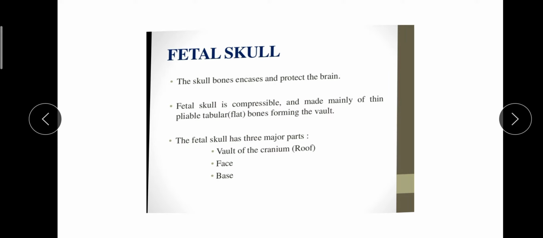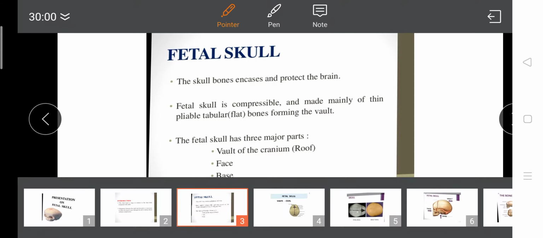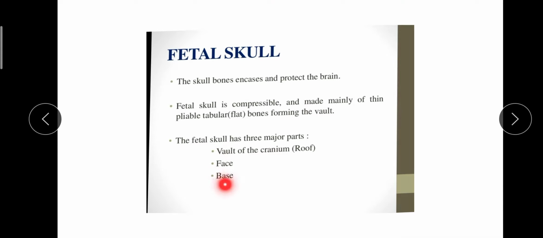The fetal skull is made up of bone which protects the brain. The fetal skull is compressible and made mainly of thin, pliable flat bone. The fetal skull has three major parts: the vault of the cranium, which is also called the roof, the face, and the base. These are the three major parts that we have in the fetal skull: vault, face and base.